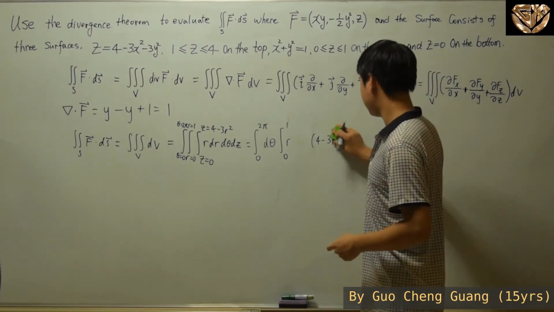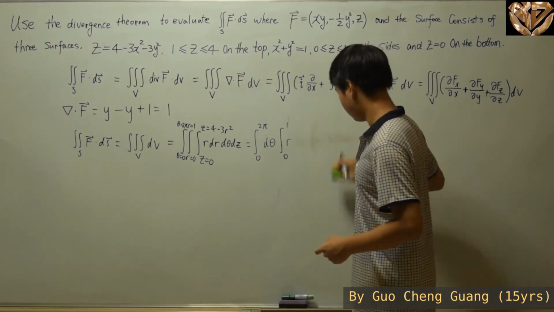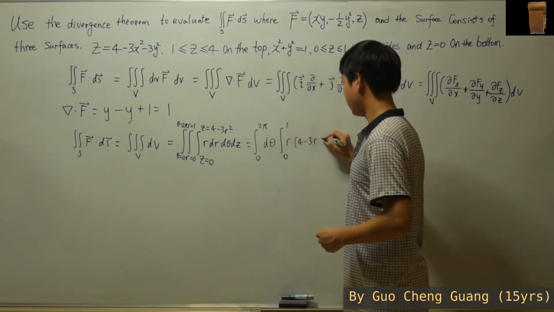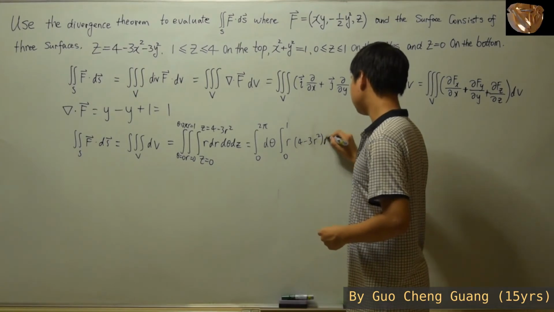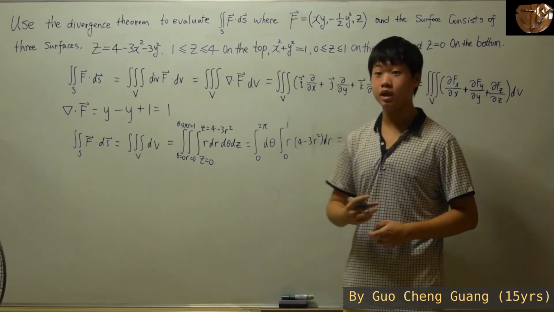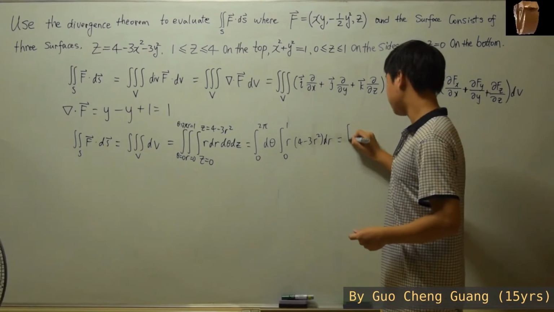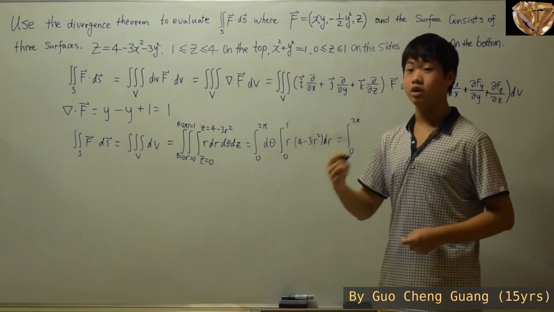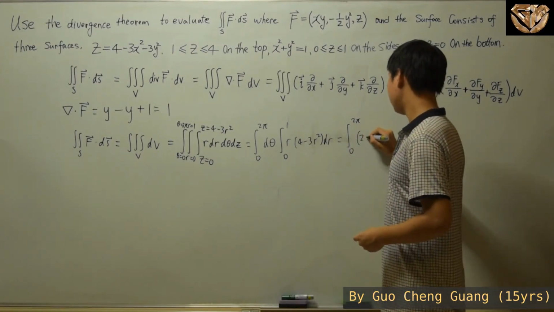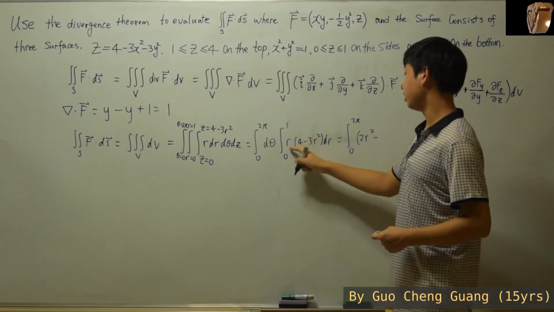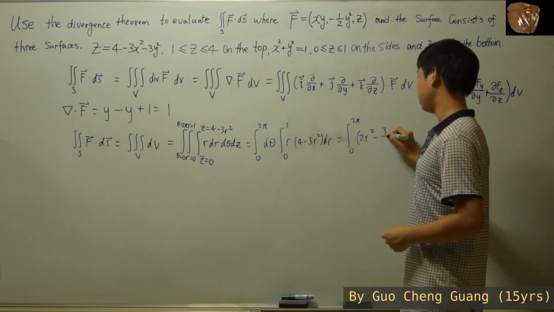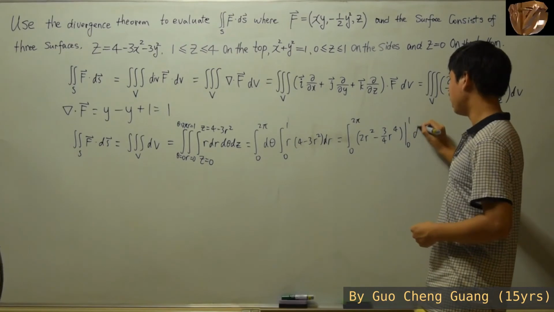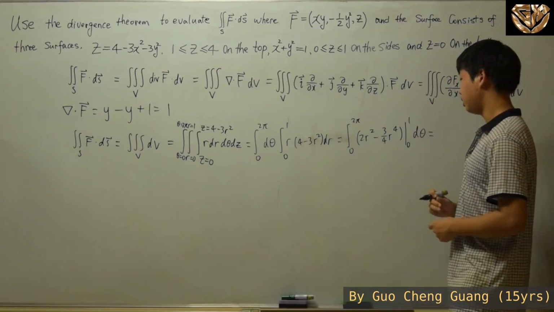Now I'll just put these two together to make it look better. So 4 minus 3r², then you can also choose to put the r in, dr. So once again, you integrate it, which you have 0 to 2π. So 4r, when you integrate it, you get 2r². Then 3r³, when you integrate it, you have 3/4 r to the power of 4. You substitute in 0 and 1, and then you have dθ.